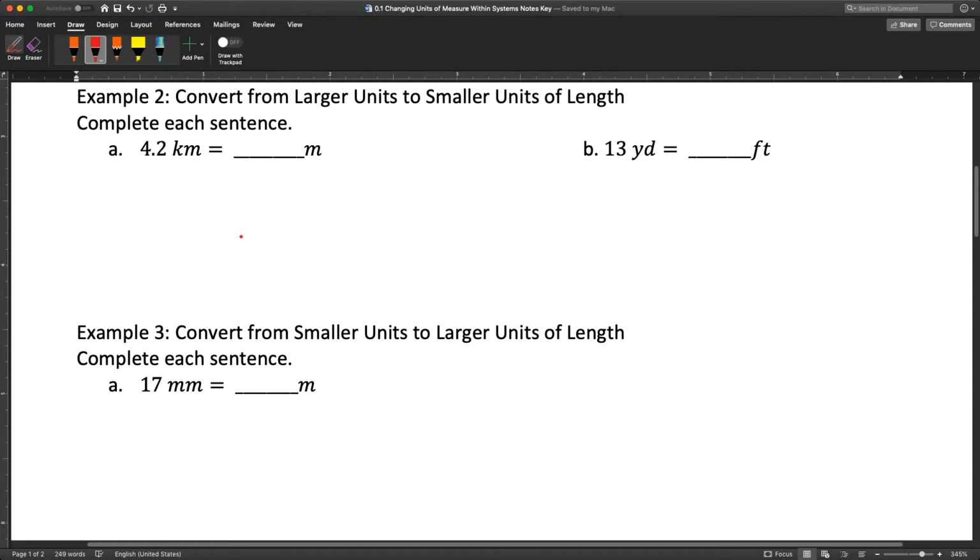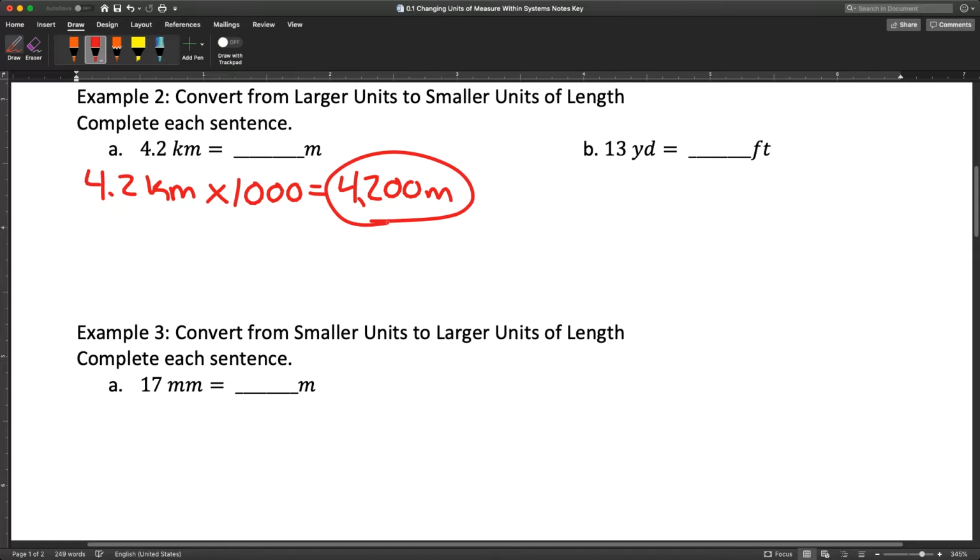So what we have here is kilometers, and we want to go from kilometers to meters. If you take a look at your table above, you will notice that there are 1,000 meters in 1 kilometer. So meters is smaller than a kilometer, so we are going to multiply. We're going to take 4.2 kilometers, and we are going to multiply by 1,000. Take 4.2, you multiply by 1,000, you end up with 4,200 meters. And that is our answer to problem 2A.